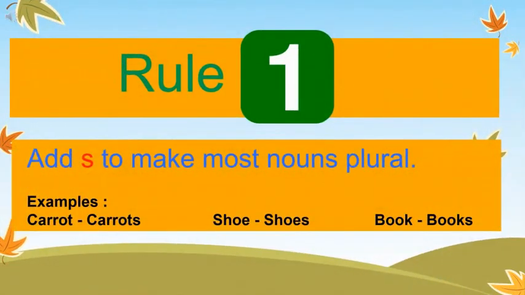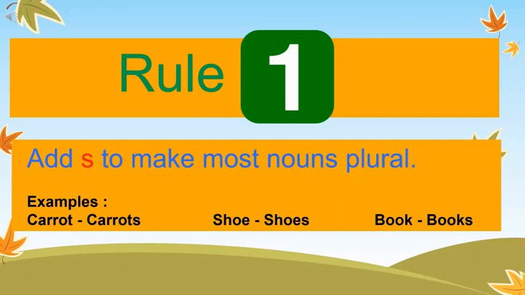Now I was talking about the rules, isn't it, children? The rules to change a singular noun into a plural noun. There are many rules, children, but right now I'll tell you the first rule. To change any noun from singular to plural, the first rule is that we add s to the noun and it becomes plural.